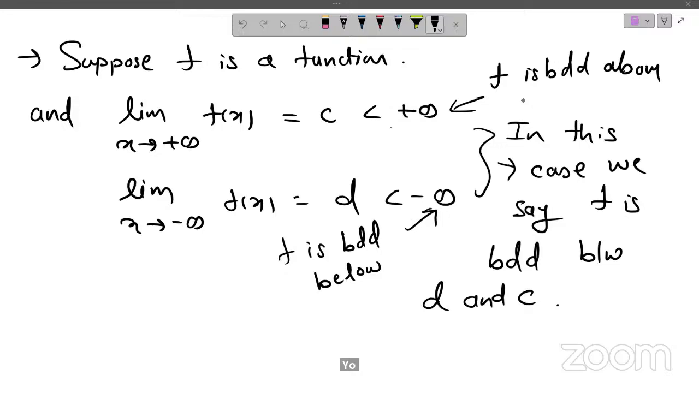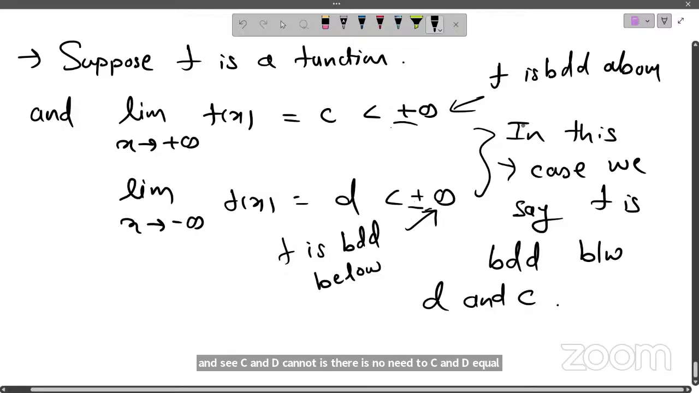There is no harm. And there is no need for C and D to be equal. You just want that it should not equal plus infinity or minus infinity. I mean, it should get to some finite number.